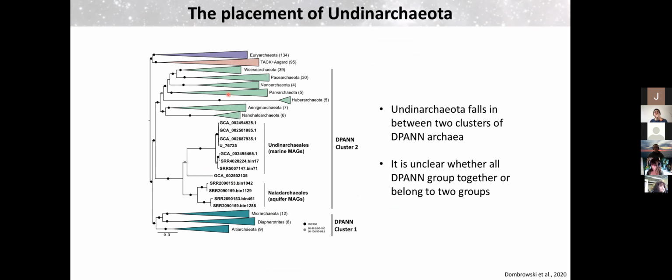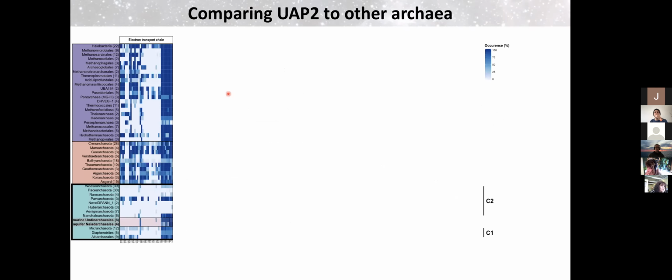Depending a bit on where the root is, and I'm not going to talk too much about that, we do have a slight idea that DPANN actually might be two separate groups, which would be quite interesting in itself. But to kind of confirm this placement, we took another approach and asked, do we see differences in the gene content that confirm this pattern? And this is something you see here.